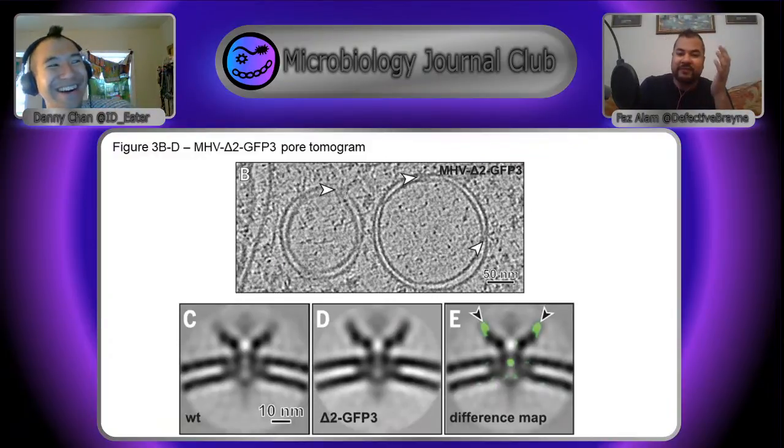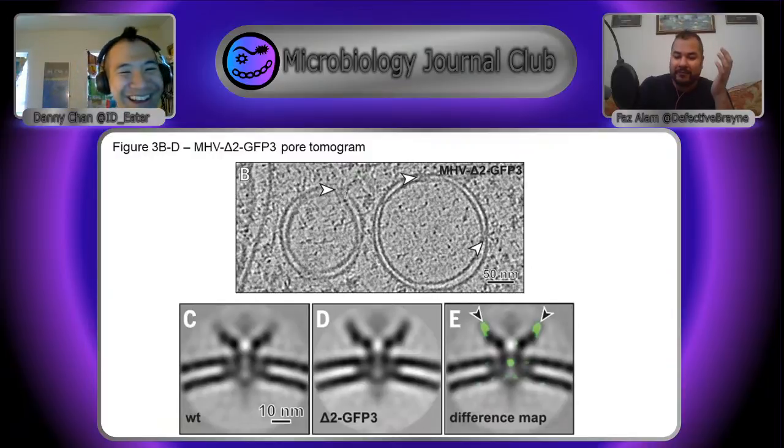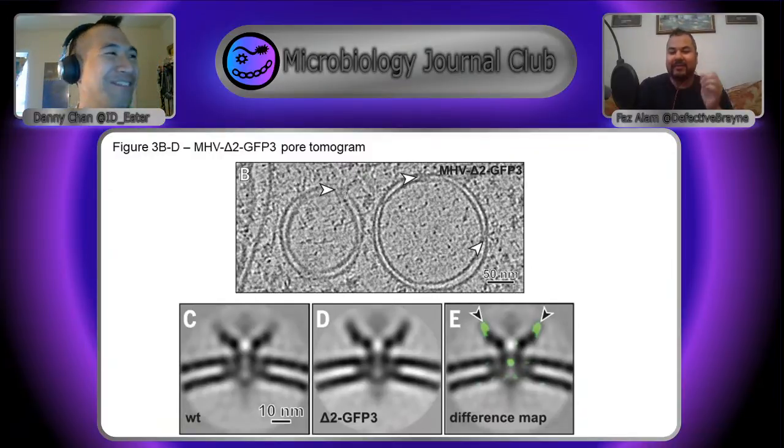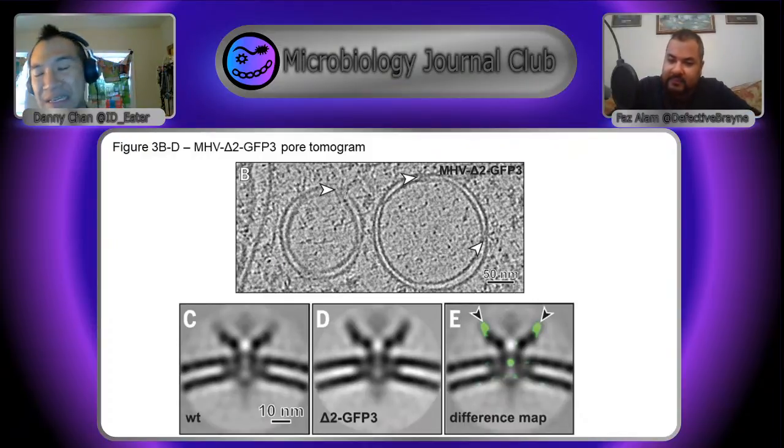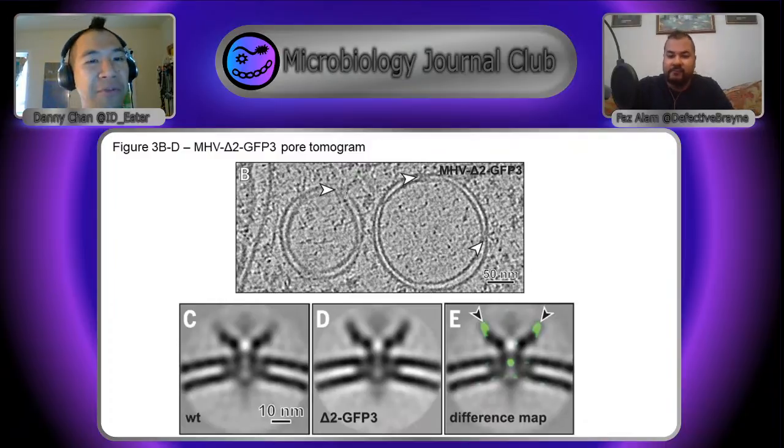You're right, of course, because GFP is like a big barrel protein that adds more density. So they stuck that GFP at the end. What's interesting is that there's also a difference in the channel itself, in the pore itself. We don't really know how the pore gets formed, right?